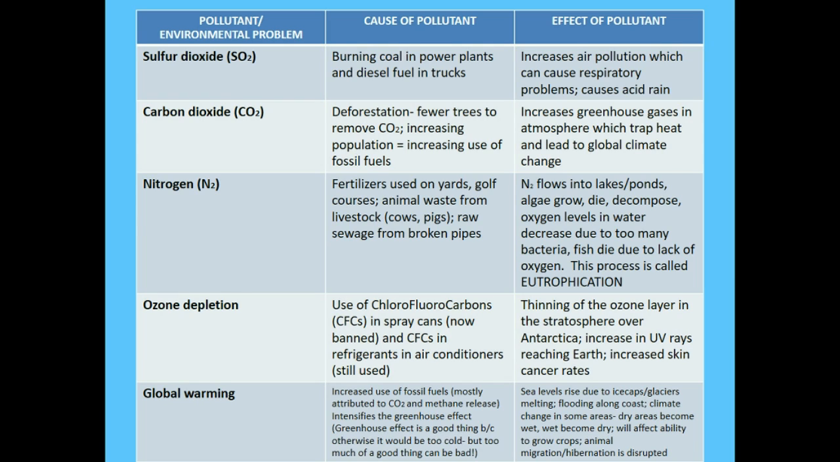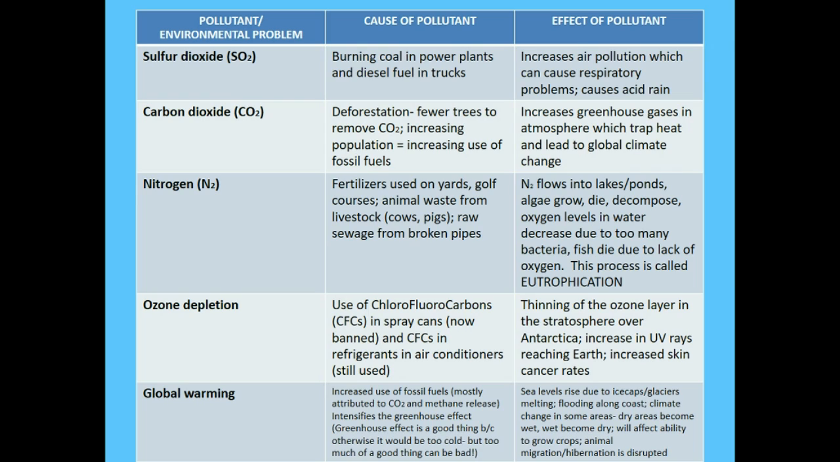Ozone depletion, we talked about, you have these things called CFCs, or chlorofluorocarbons, that used to be found in some spray cans. They're also found in refrigerants, like in air conditioners and things like that. When those go into the atmosphere, they'll break up the ozone layer. So that creates a thinner ozone layer, which could increase the amount of UV radiation that comes onto Earth.